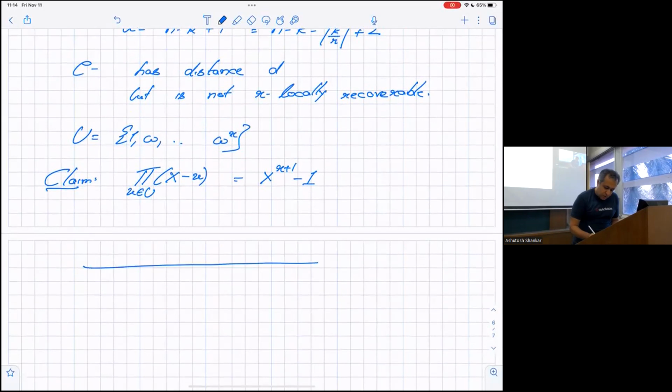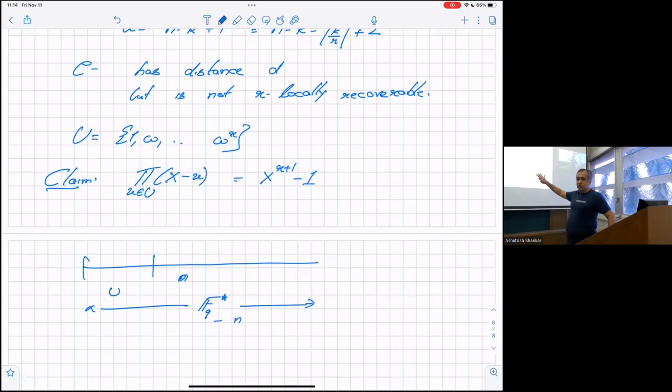So we have these n locations. U is actually a subgroup of the multiplicative group FQ star. FQ star is of size n, and U is of size r plus 1. In fact, what we will show will be true for the following. You can look at multiple cosets of U in this.